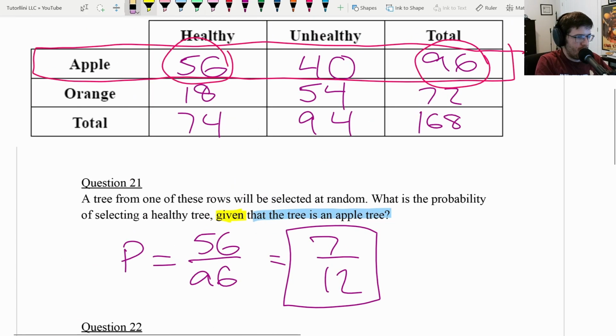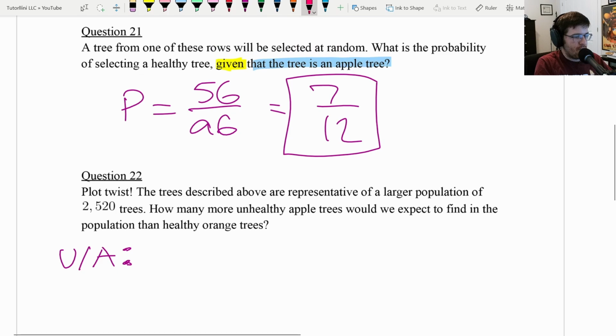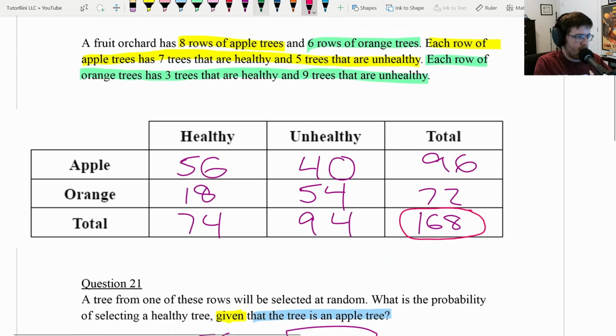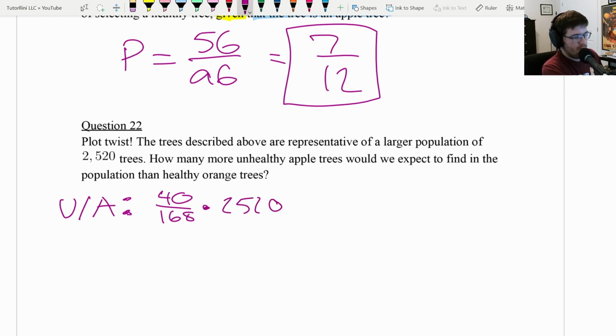So I know I'm going to need this number in the bottom right, 168. So let's circle that. And then how about I'll do the first one in yellow. So unhealthy apple trees, that is here. So that's 40. So it's going to be proportion times N. So 40 over 168 times the population size, which is 2,520. So let's say 40 over 168 times 2,520. That's 600 trees of that type, 600 unhealthy apple trees.